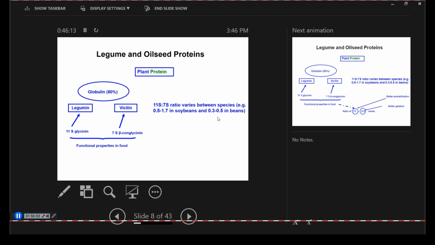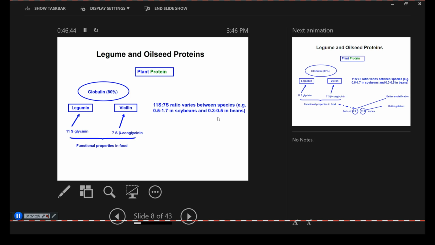Different varieties, even different species, have different ratios of legumin to vicilin. For example, in soybeans, you have a higher ratio of legumin to vicilin compared to beans. In beans, you have more vicilin and less legumin. If you look at the ratio here, it's 0.5 to 1.7, 11S to 7S, whereas in beans, you have less of the 11S and more of the 7S.